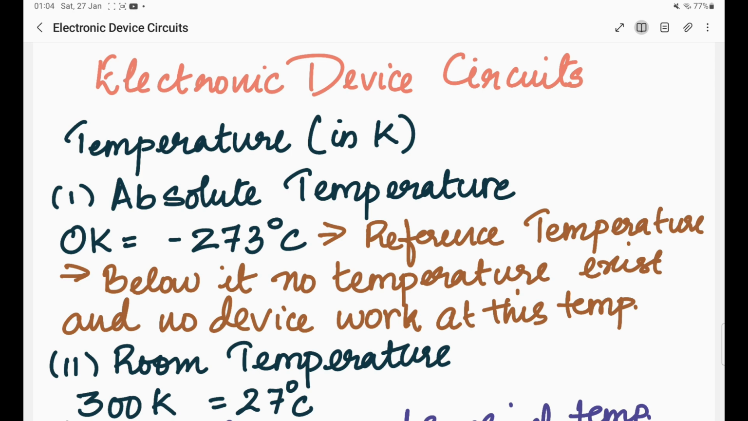So first, before starting electronic devices and circuits, let us understand what is temperature. When we are talking about temperature, we are going to say it in Kelvin. First, in temperature we learn about absolute temperature. What is absolute temperature? Absolute temperature is 0 Kelvin. When we write in degrees Celsius, it is how much? Minus 273 degrees Celsius. And it is also called the reference temperature. Why is it said to be the reference temperature? Because below it no temperature exists and no device works at this temperature. So that is why it is called absolute temperature.